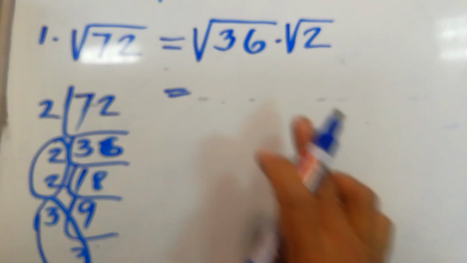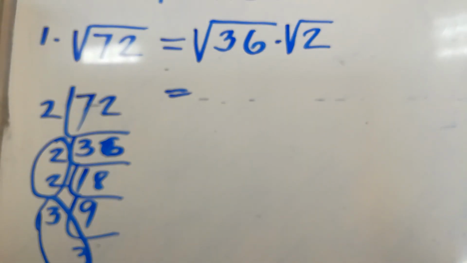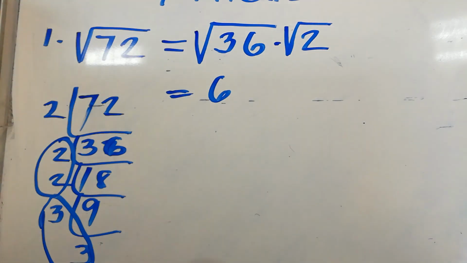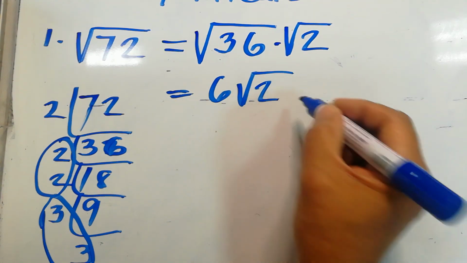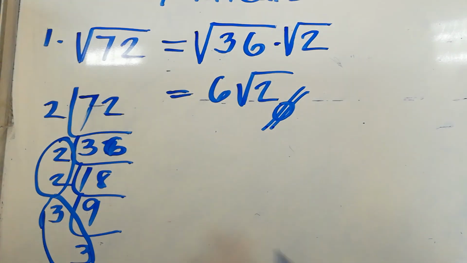Now the square root of 36 is equal to 6. Then you just copy the non-perfect square factor. So our answer is just 6 square root of 2.